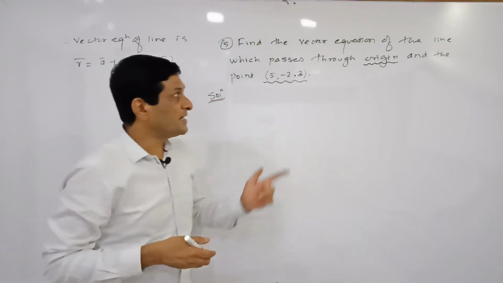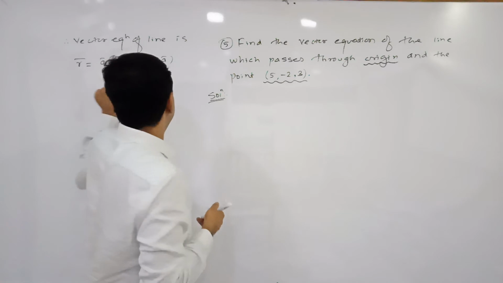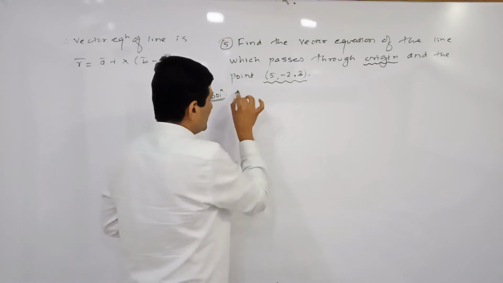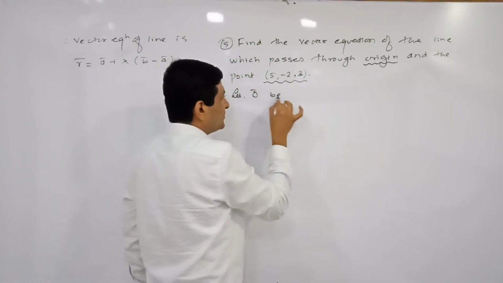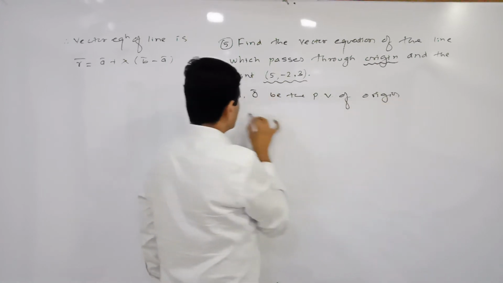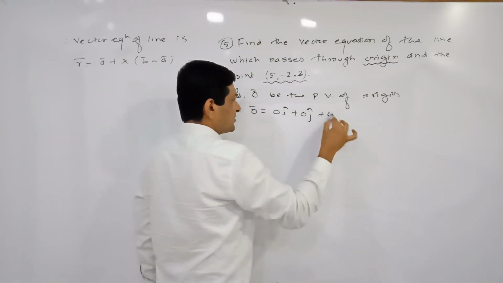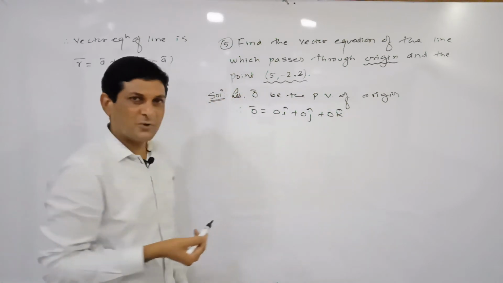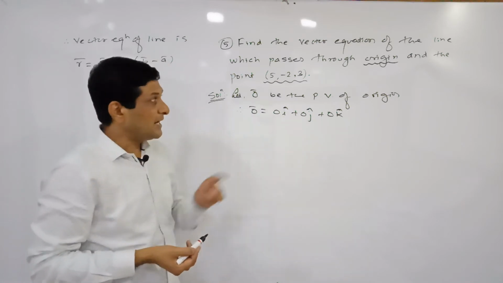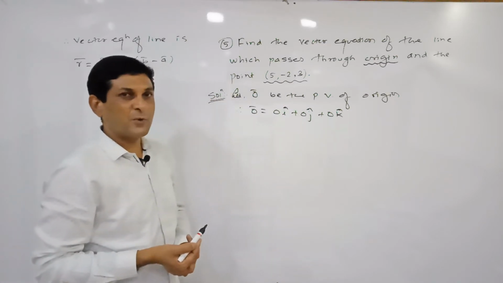So here one point on the line is the origin. Let us denote the position vector of the origin by O bar. So let O bar be the position vector of the origin. Therefore O bar will be equal to 0 i cap plus 0 j cap plus 0 k cap, because we know that the coordinates of the origin are 0, 0, 0. In this way we have got the position vector of one point on the line, and these are the coordinates of the second point on the line, whose position vector in our formula we have denoted by B bar.